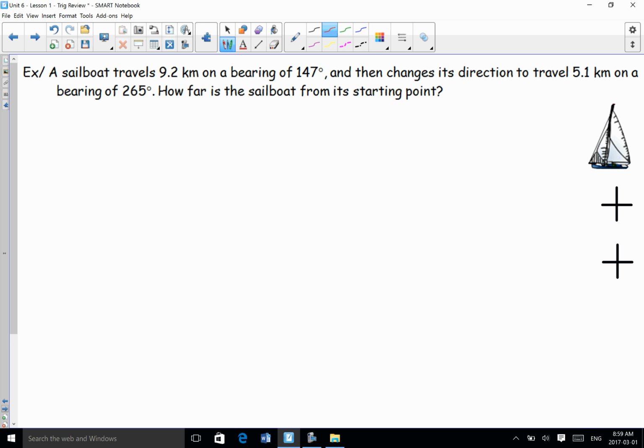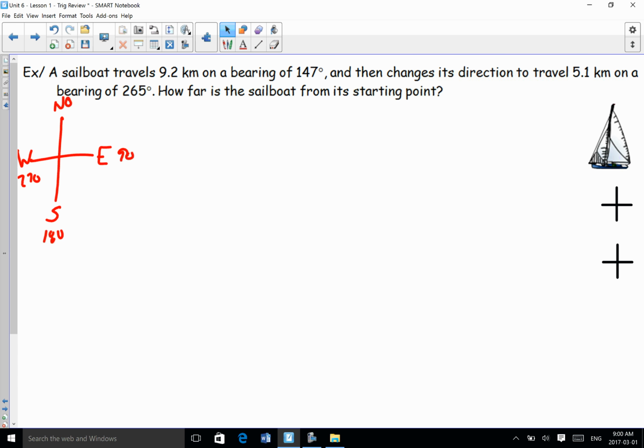Remember some about bearings. A sailboat travels 9.2 kilometers on a bearing of 147. Oh, bearings. Hopefully you guys remember something about bearings. North, east, south, and west, or 0, 90, 180, 270.